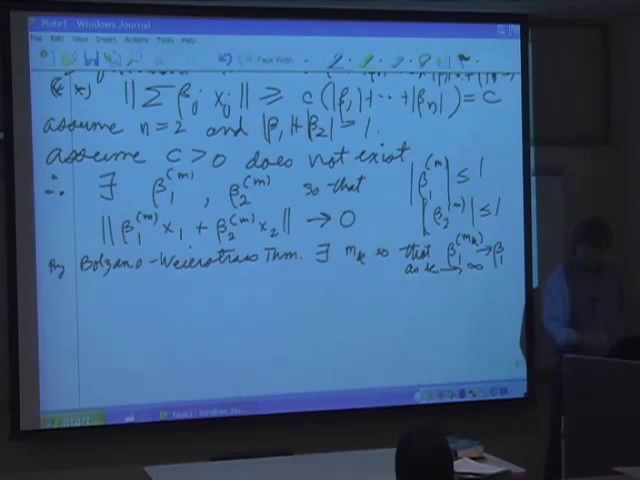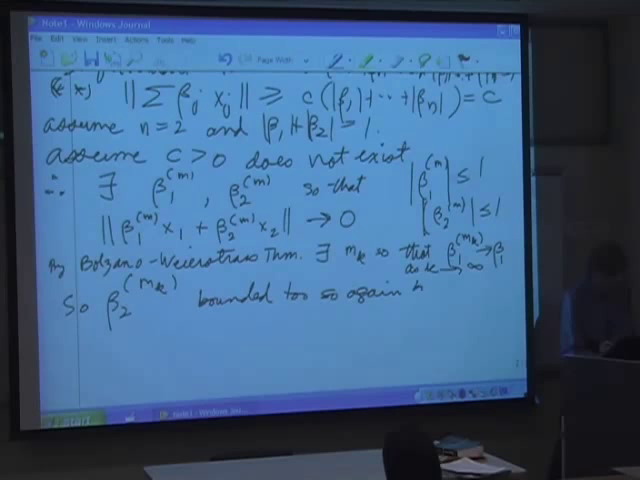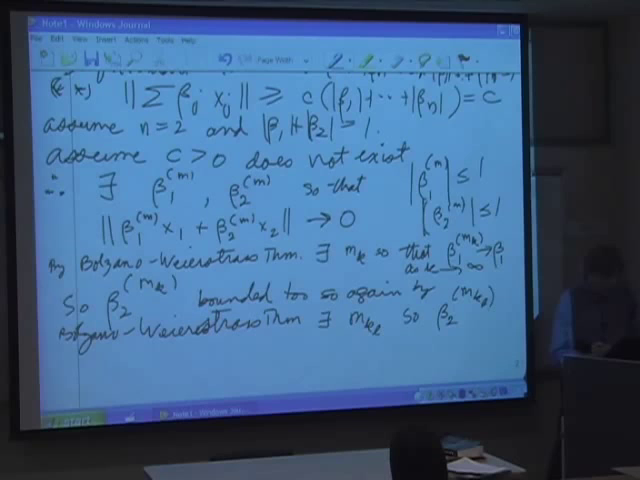So now beta 2 super M_k. Consider that's a sequence of numbers. That's bounded too. So again, by the Bolzano-Weierstrass theorem, there exists a further subsequence, M sub K sub L, so beta 2 super M sub K sub L goes to beta 2. Now I'll just call that subsequence of a subsequence M prime. That's a convenience that people use. So put M prime equals M sub K sub L for notational convenience.